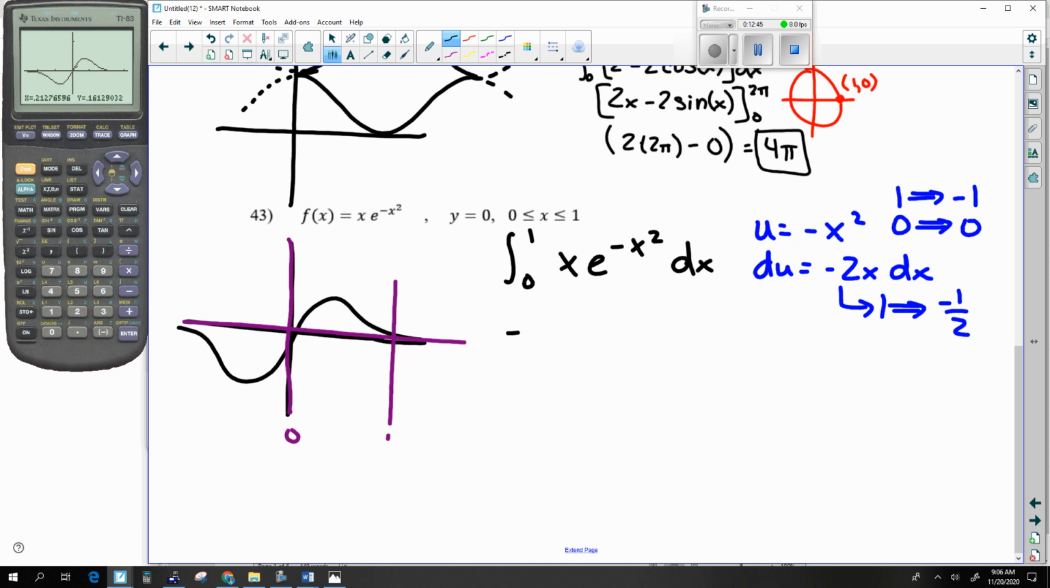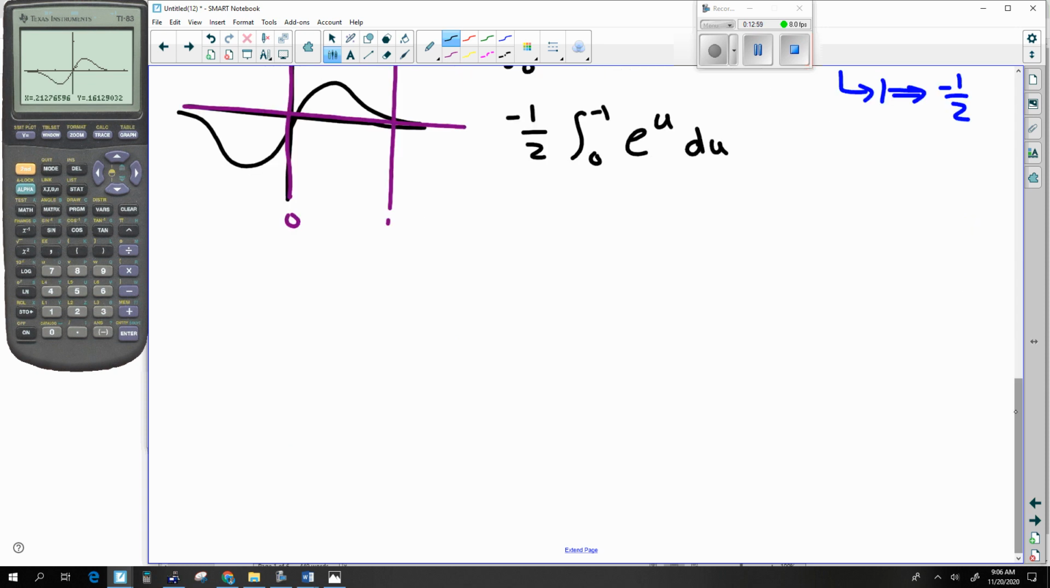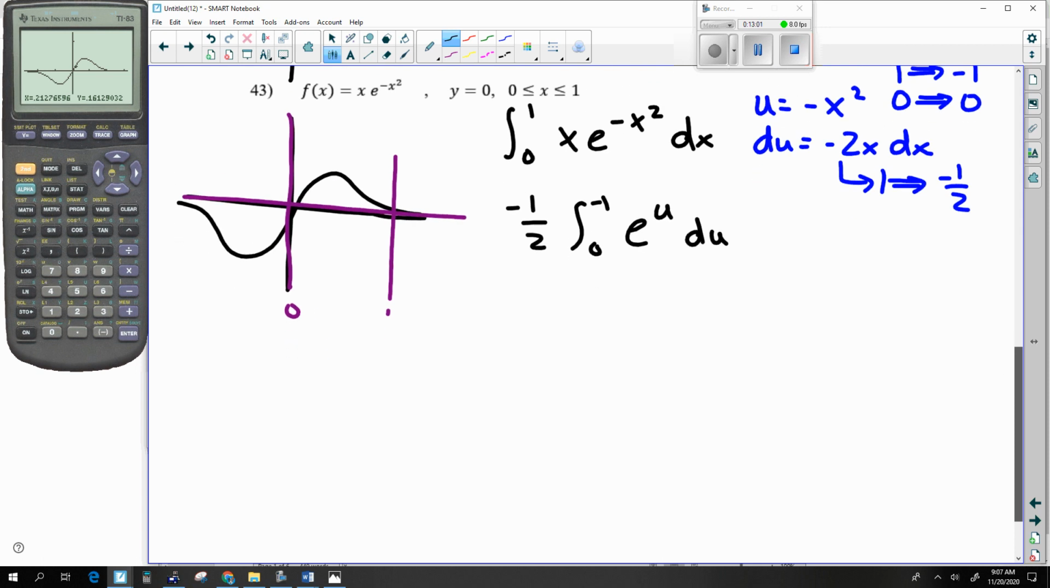So our integral updates itself to 0 to negative 1. I know it's backwards, but I don't make those decisions. E to the u du. Now it's never going to go back to the letter x because I adjusted my limits. It's never going to go back to the letter x. So e to the u is e to the u, and this is from 0 to negative 1. So this is e to the negative 1 minus e to the 0, which is 1.